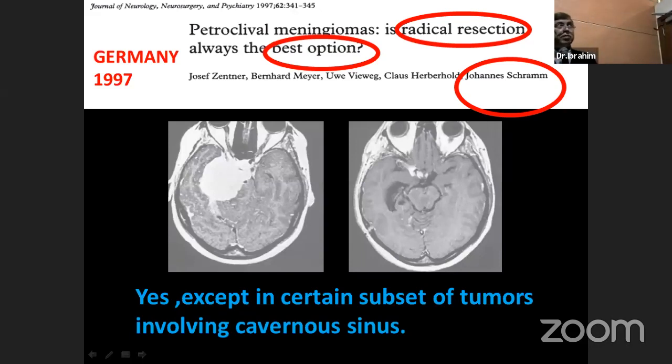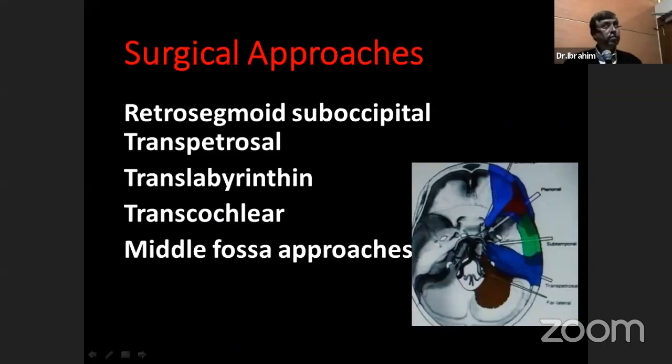Papers, Germany, 97. This is Johann Stramm, the chairman of the German Neurosurgical Society. He's retired now. Look at this. Radical excision. Is radical resection always the best option? The answer is yes, except for the piece that is going into the cavernous sinus. We do not operate on meningiomas going inside the cavernous sinus. We learned that we cannot cure them. But anything else, we should remove.